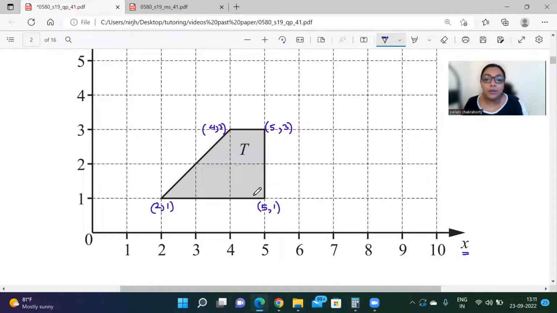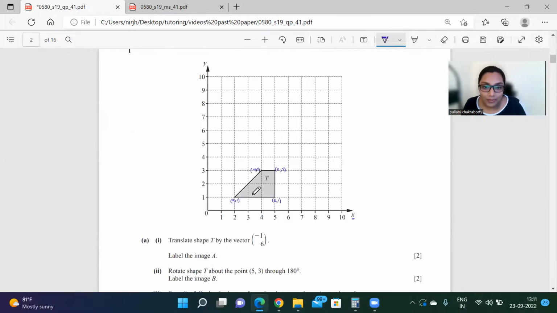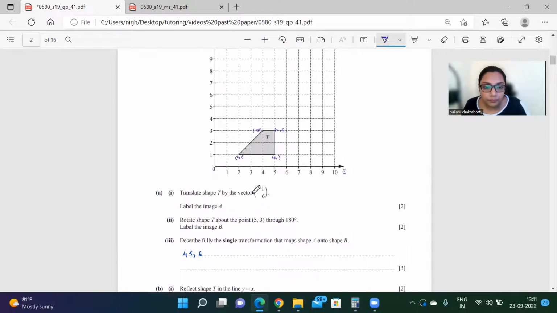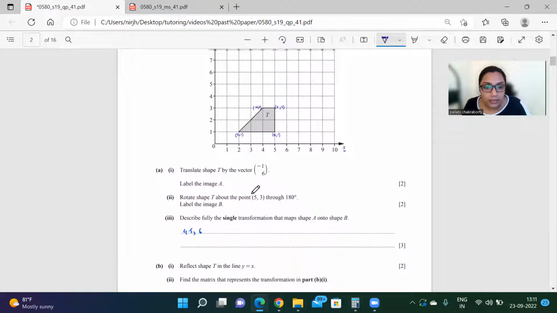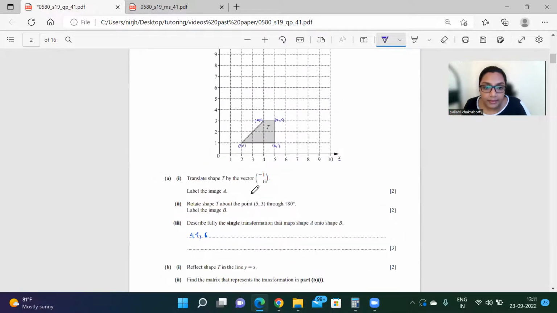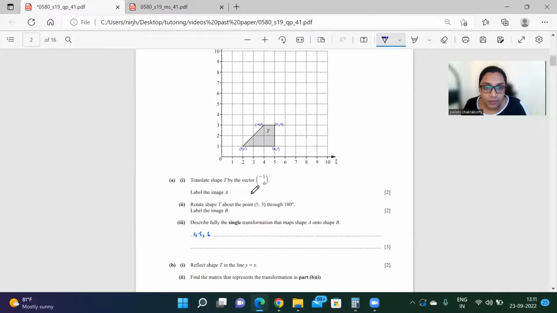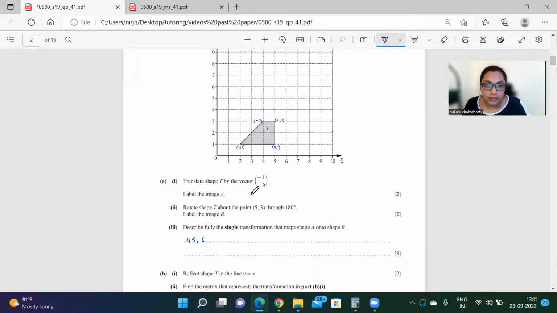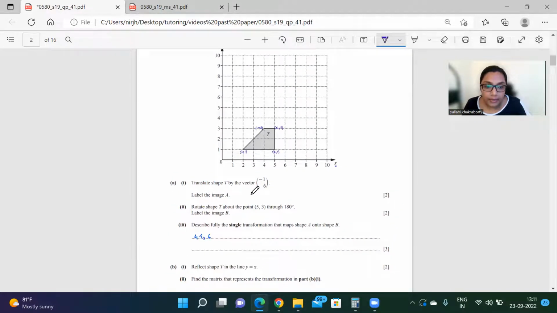Okay, moving on. Now I'll go back to the question. The question is given as, translate the shape T by a vector -1 and 6. I'm going to keep this screen as it is so that our translations become very simple and we are able to view the question as well as what I'm doing on the screen, right? So we have to first translate it.